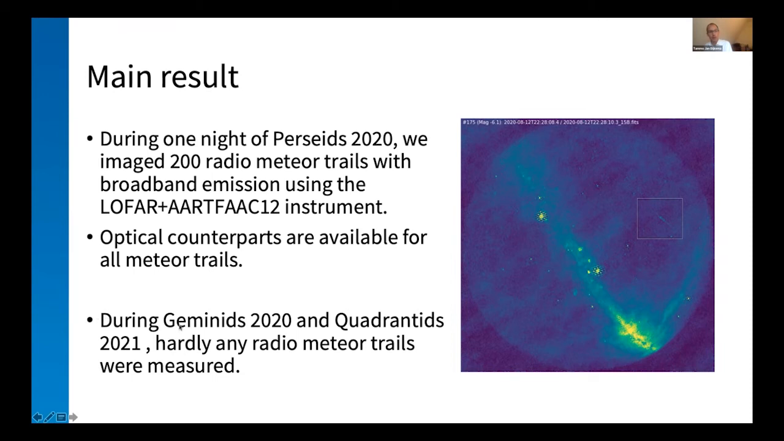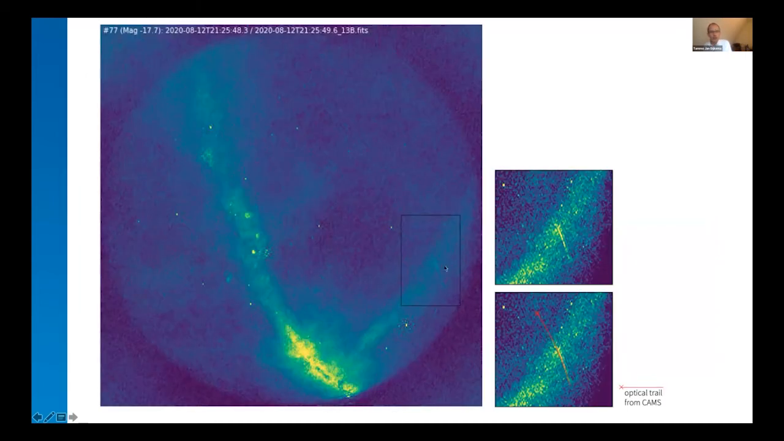Then we thought we would repeat the experiment during the Geminids of 2020 and the Quadrantids of 2021. And to our surprise, we hardly saw any radio meteor trails. And that's not because it was cloudy, but clouds do not block radio waves. So I will try to explain that a little bit later. It was actually helpful to not see anything there. But first, some more zoom-ins of results of some of these 200 radio trails.